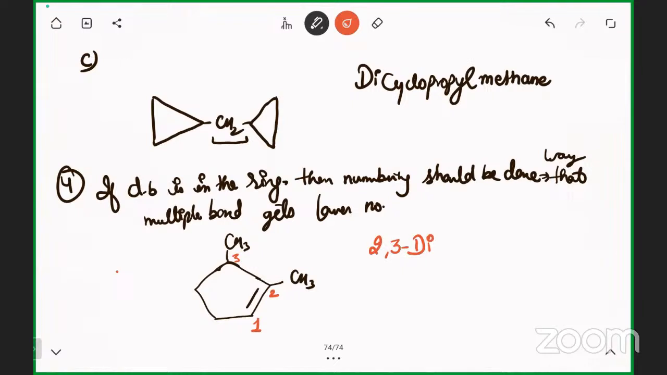And for the 2, what do we use? Di, and then we'll go for the methyl. 5 carbons are present in the main chain, and since it is a cyclo, we'll first use cyclo. Then for the 5 carbon, we will use pent. Then in the first position, we have a double bond. So pent-ene. Got it?